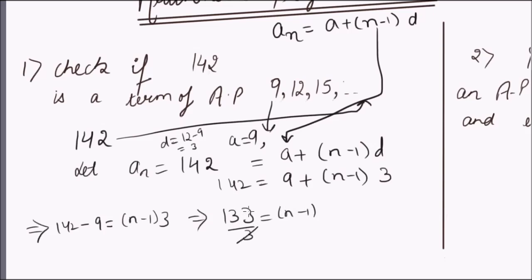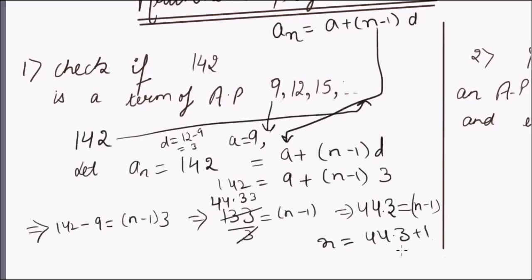When 133 is divided by 3, it gives us 44.33. Implies that 44.3 equals n minus 1, or n equals 44.3 plus 1, which gives us 45.3.